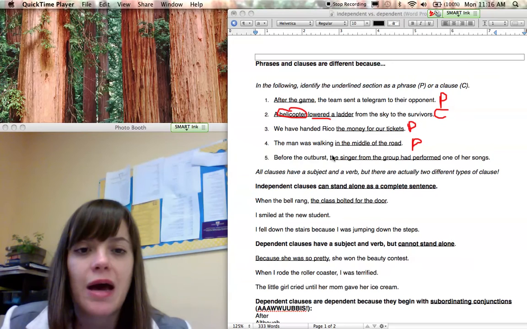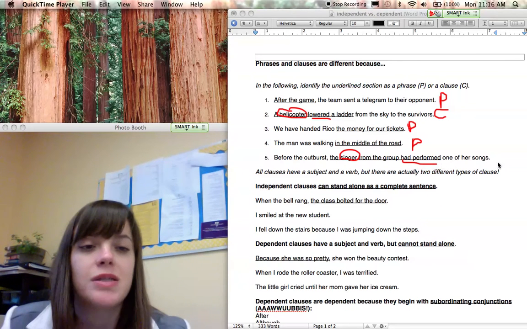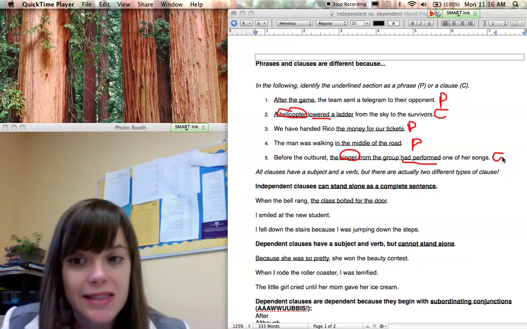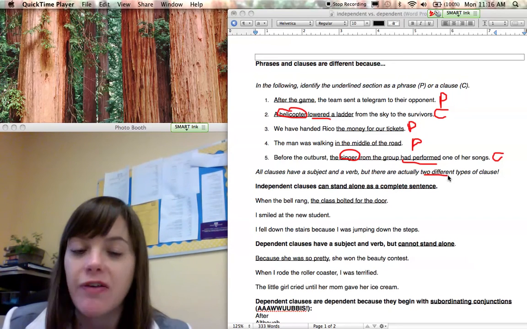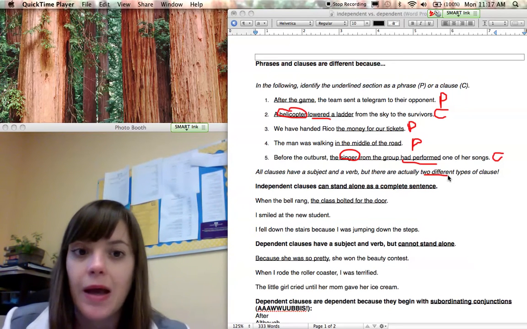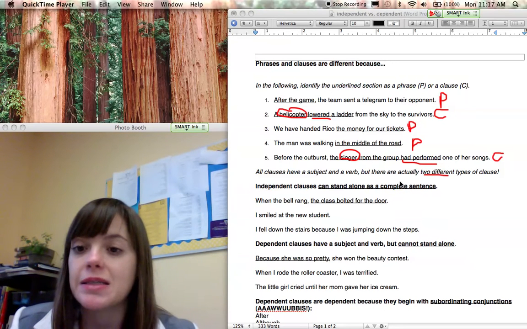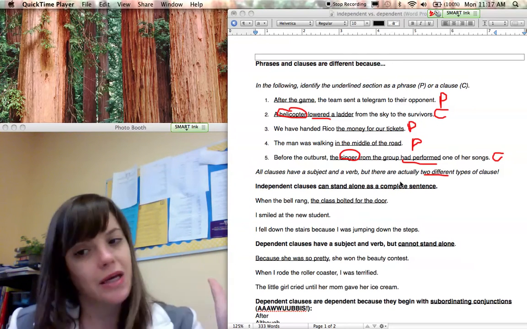All right, "before the outburst, the singer from the group had performed." Here I have a subject, singer, and a verb, had performed, so that one's going to be a clause. Now, all clauses have a subject and a verb, like we've talked about, but there are actually 2 different types of clauses. Independent clauses can stand alone as a complete sentence. That means if I took them out by themselves, they could be a complete sentence.